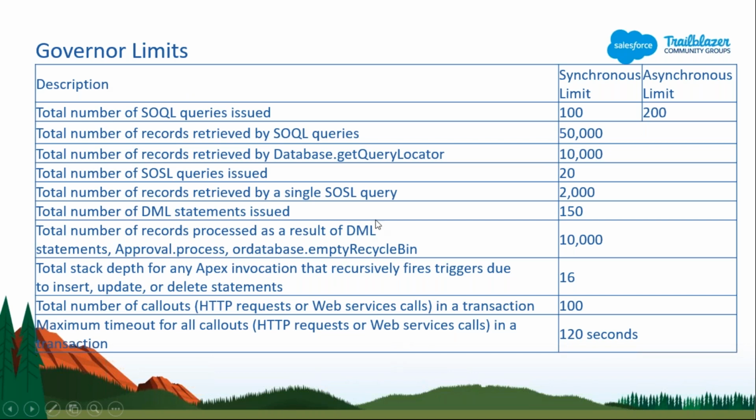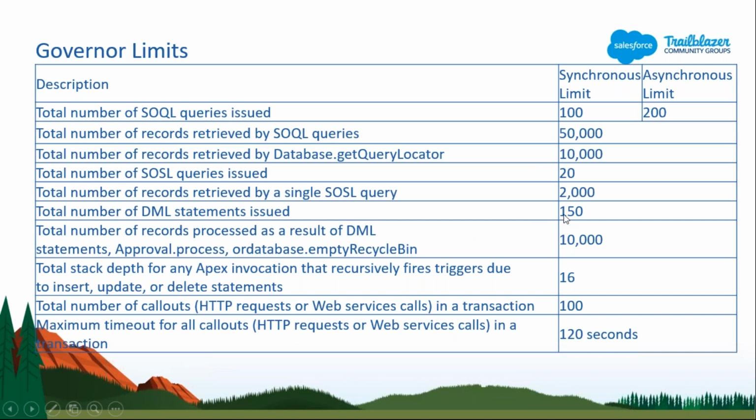I'm not going to speak about everything, but I'll be uploading this PPT, and you just go through it once and try to remember everything. These are some of the most important things, like the number of SOQL queries and the number of records that can be retrieved by SOQL. And for SOSL, we can only use 20 SOSL queries in a single transaction. We can only retrieve 2000 records in SOSL. So these are some limits.